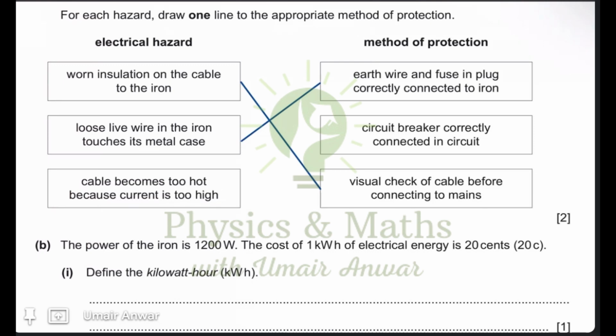Cable becomes too hot because current is too high. Since the current is too high, so for protection from overcurrent, circuit breakers or fuses are used. So this hazard is protected by this method of protection.